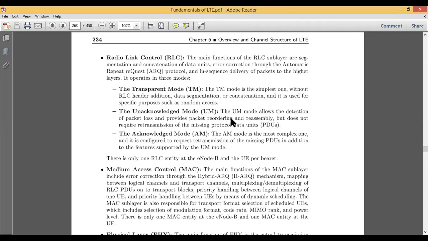Okay, and if you look at the various functions of the RLC, we have seen the various modes of RLC, where the ARQ, HARQ. We have seen the various mechanisms of mode, like transparent mode, acknowledged mode, and unacknowledged mode in detail. So those topics fall under the category of radio link control. The transparent mode is one of the simplest modes, without any RLC header addition, data segmentation and concatenation. The unacknowledged mode allows the detection of loss of packets and provides reordering and assembly, and the acknowledged mode falls under the complex mode and is configured for retransmission.